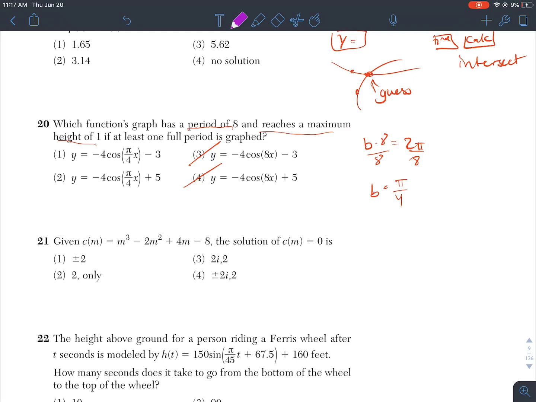Now for the next question, we want our graph to oscillate and have a maximum value of 1. Let's see. For number 1, if we graph this, this has a midline of -3. It starts off at -7 because the amplitude is 4. So it goes from -7 to the maximum, which is 1, because 4 up from there is 1. So I think this one will have the maximum of 1. If you check this one, it has a minimum of 1, so we have to eliminate it because the maximum is supposed to be 1.